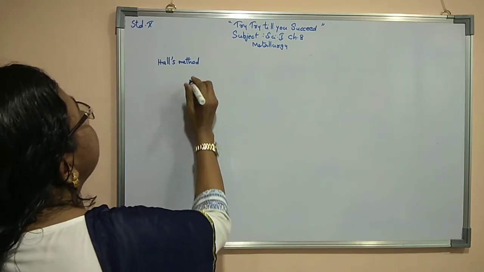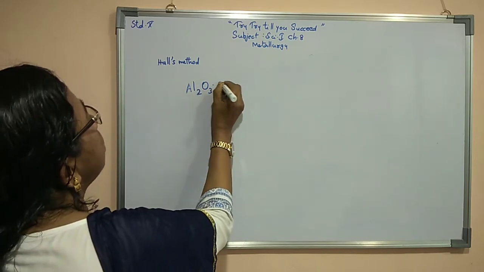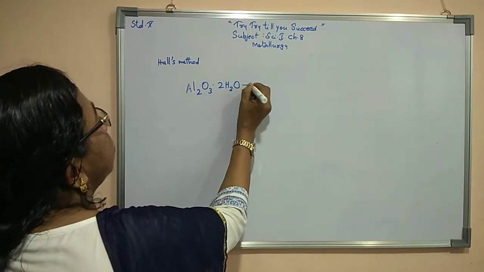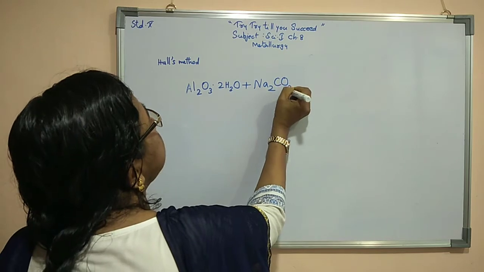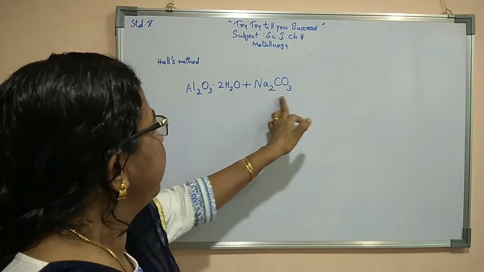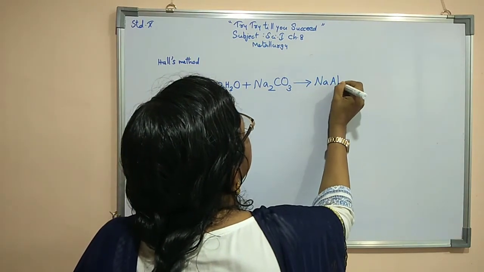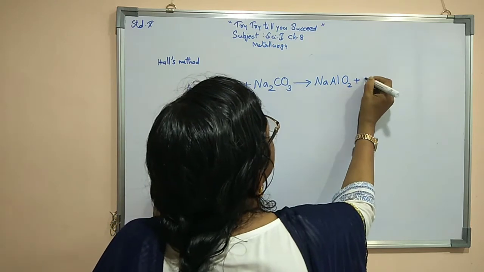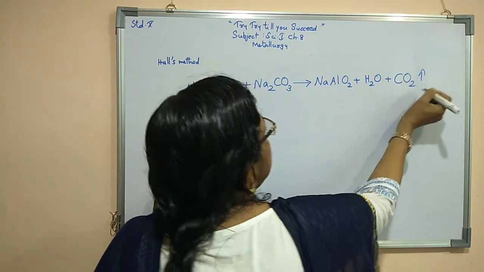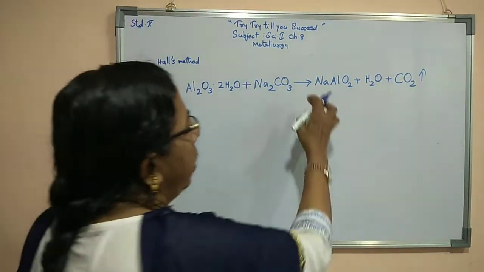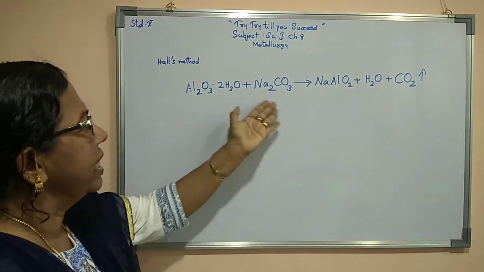Here aluminium oxide, bauxite ore, its a formula Al2O3 dot 2H2O. Bauxite ore reacts with, that means it dissolves in sodium carbonate. This is Hole's method. Here we are using sodium carbonate. As a result of it, sodium aluminate NaAlO2, along with that water as well as carbon dioxide gas is forming. This gas is evolving out. Now here again the same, this is the product, this is the reactant.